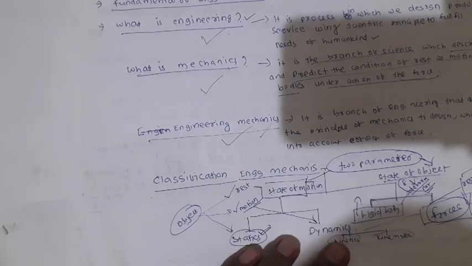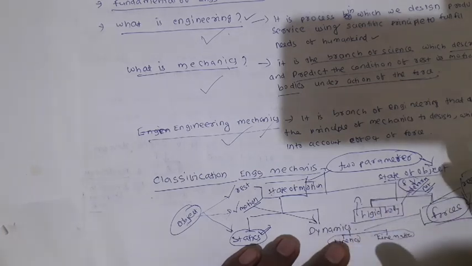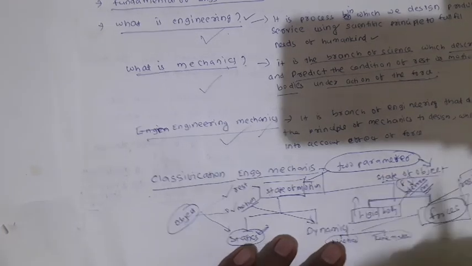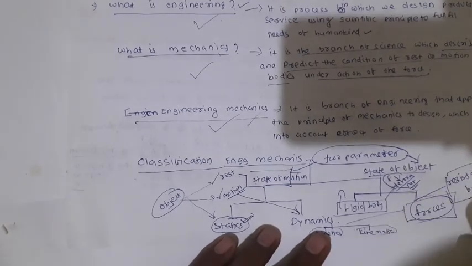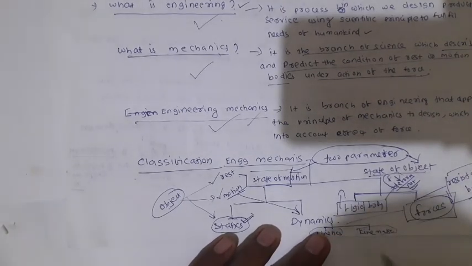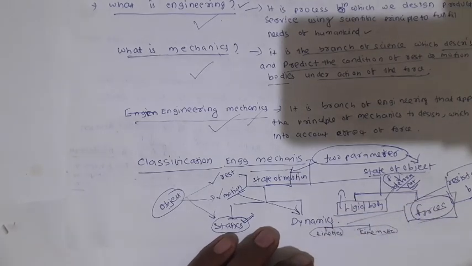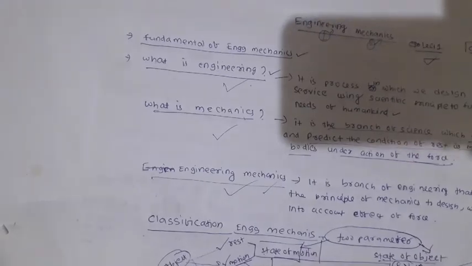So what is kinetics? It is that branch of mechanics in which we consider the cause of motion, the force. If we do not consider the force which is causing the motion, then it is kinematics.